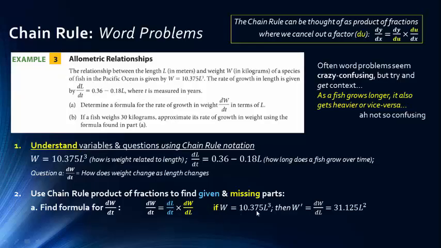So notice if W equals 10.375 L cubed, then dW/dL, taking the derivative of W with respect to L, is simply a power rule, right? 3 times 10.375 L, and the exponent is dropped by 1, so I get this here. So now I'm just going to multiply those two parts, dL/dt, given in the problem, and dW/dL, which we just calculated, and I get this formula. So it's not quite as bad.